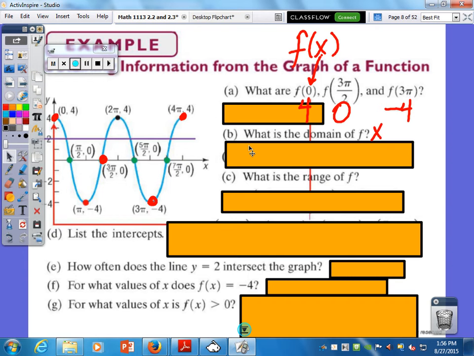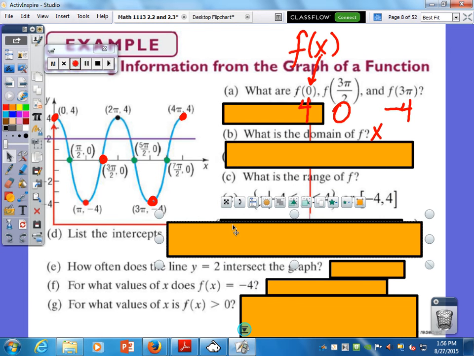And then the range, I always go low to high. So what is my lowest y value? -4. What's my highest y value? +4. So here's your two different ways of writing it, either in set notation or in interval notation. Set notation is that that's first, and interval notation is that that's second.